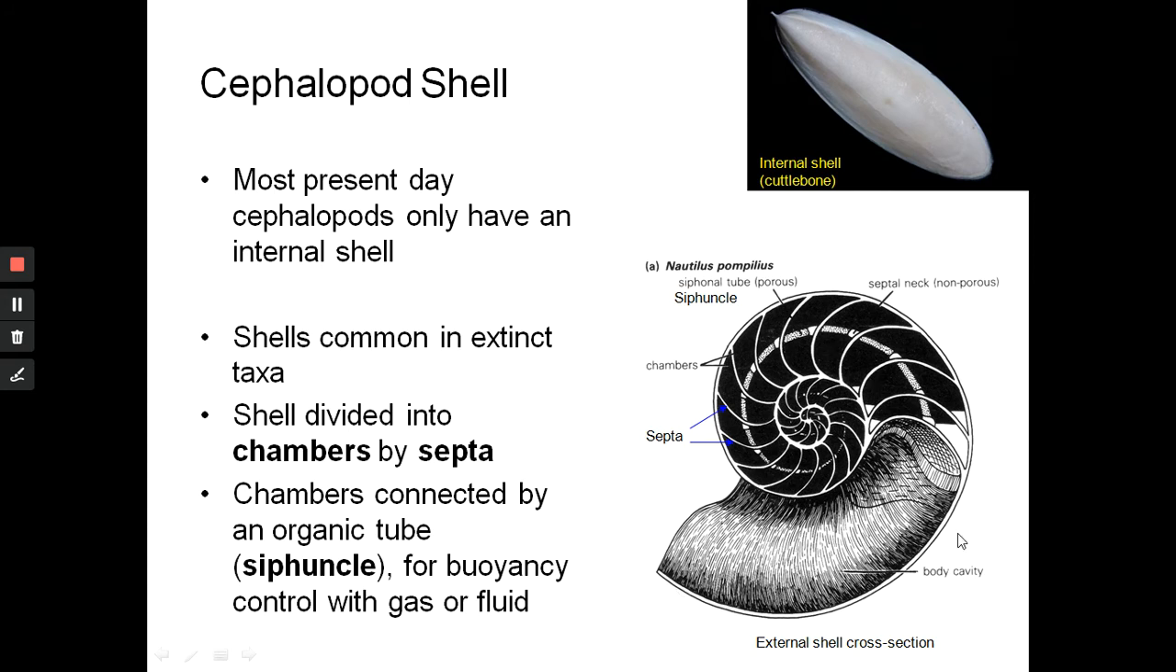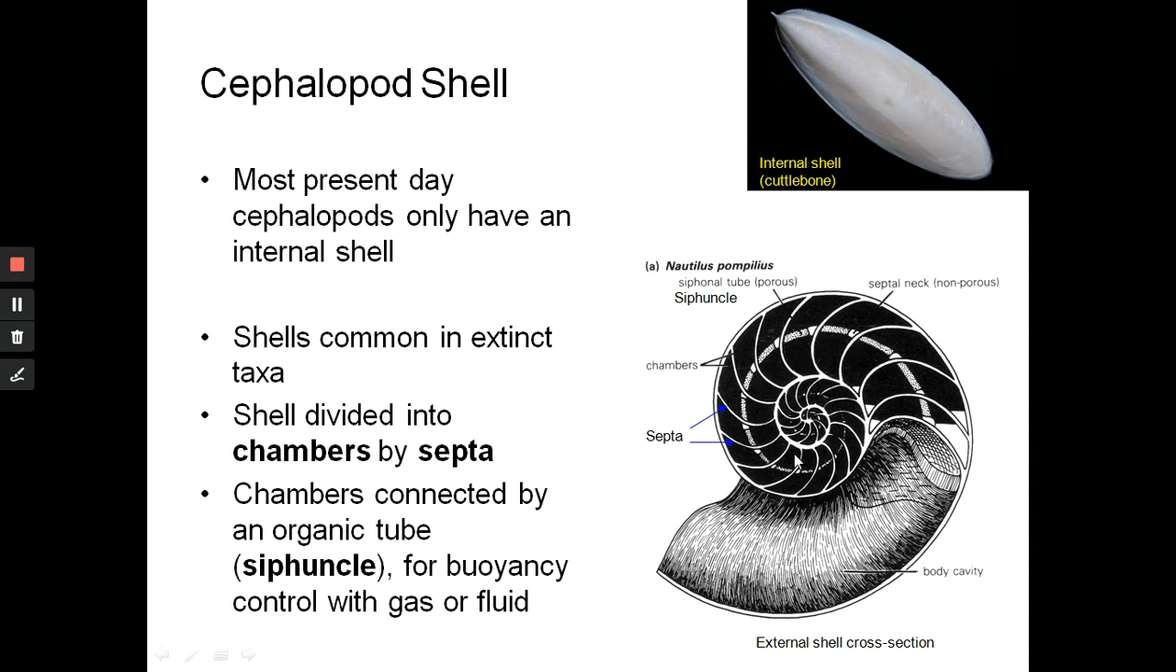So take note, this is a cross section. So the shell has been cut in half. So look at it at the inside here, okay? So the body has been separated into chambers by walls that we call septa. Okay? But all the chambers are still connected together by an organic tube. So you have this tube here, and the tube is porous.